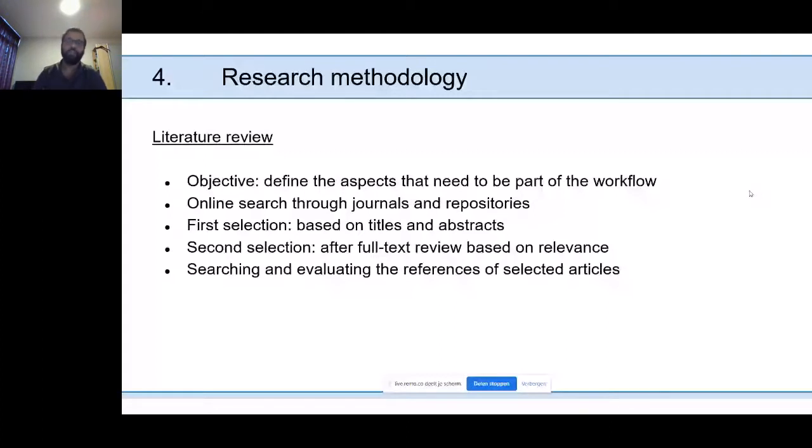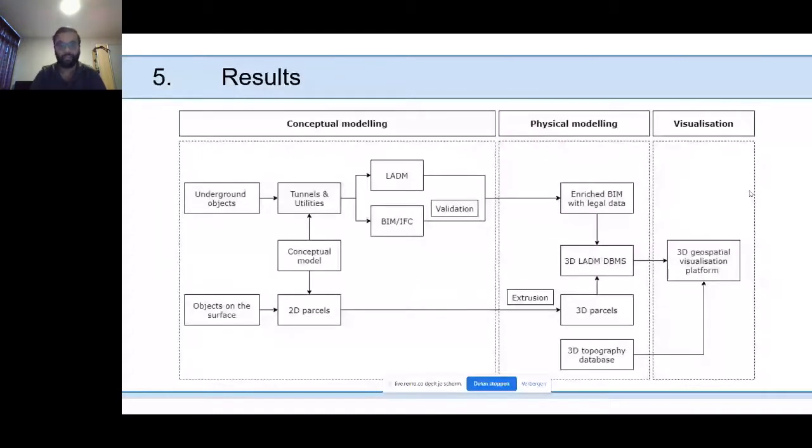To model 3D underground legal spaces in a 3D land administration system, the workflow that is presented here can be used, where the workflow is divided into 3 phases: conceptual modeling, physical modeling, and visualization. First, a UML model that describes the relations between the underground objects, the tunnels and utilities, and the 2D parcels is created. Then the BIM IFC models of the underground objects are collected, investigated, and validated by assessing if they comply with the IFC schema, if they comply with the guidelines provided by the government, and if they have the element IfcSite with the correct geographical coordinates, ref elevation, ref latitude, and ref longitude.